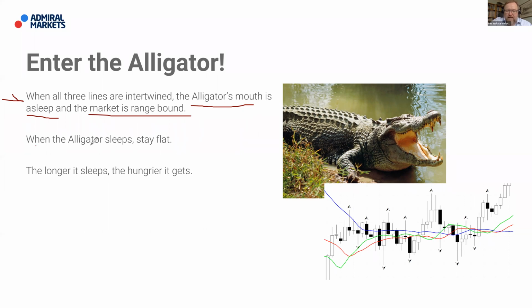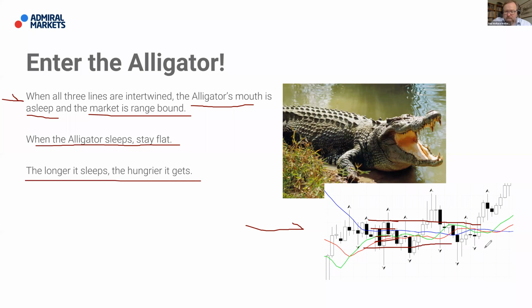So when the alligator sleeps, stay flat. But you need to be aware that the longer it sleeps, the hungrier it gets. Here's a little chart, and you can see the lips, the teeth, and the jaw are all intertwined there, aren't they? When that's intertwined, you can see for yourself the market's consolidating, it's range bound. The alligator is sleeping. When the alligator is sleeping, stay flat. You don't need to be in the market. You don't need to be putting trades on.